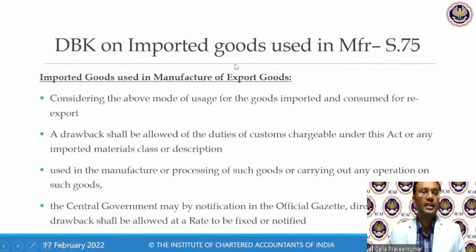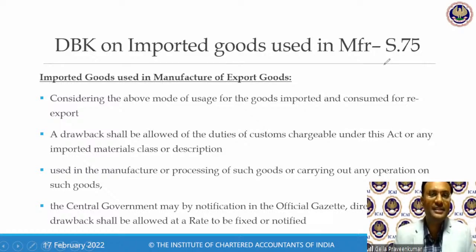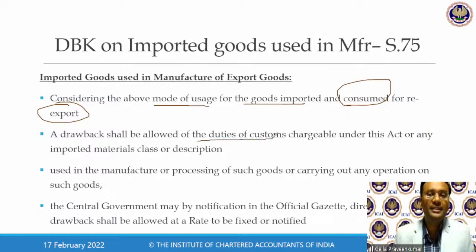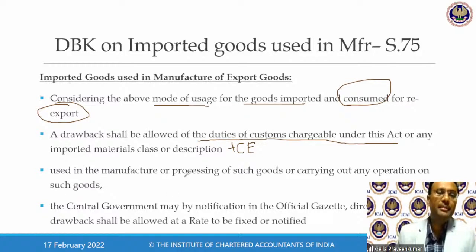Now, imported goods used in manufacture of exported goods. Section 75 says that considering the above mode of usage, considering the goods which are imported and which are consumed for re-export, a drawback shall be allowed for what? The duties of customs chargeable under this act on imported material, or the element of excise. In addition to my customs duty, the element of central excise which has been suffered, which are used in the manufacture or process of such goods or such operation to manufacture such goods.